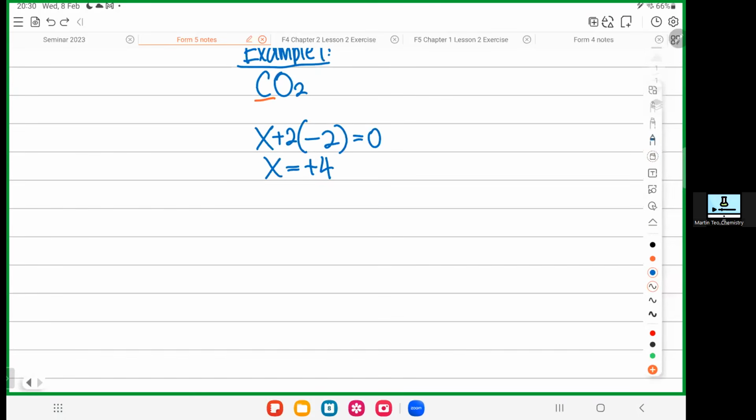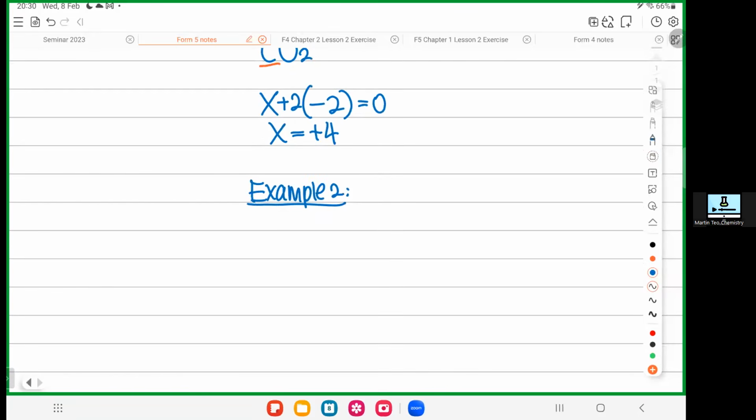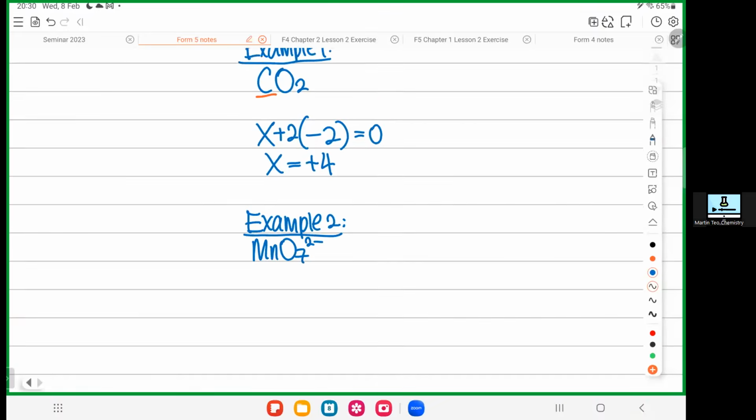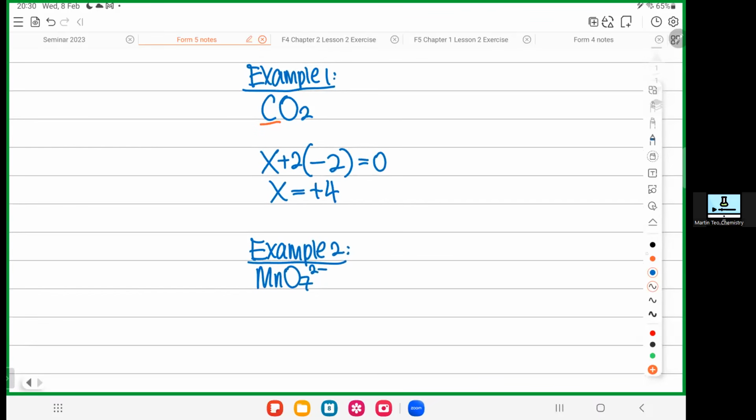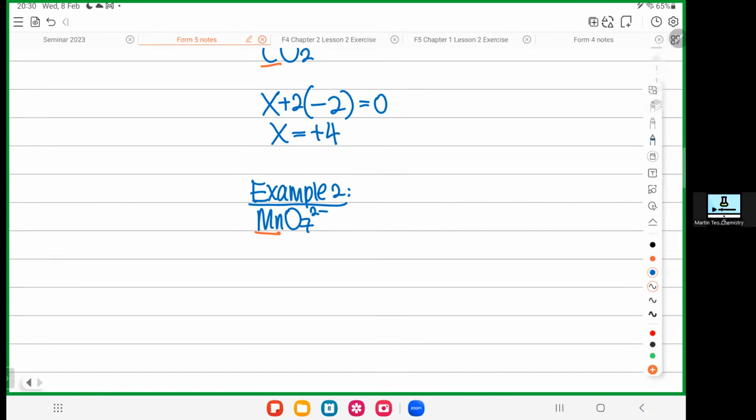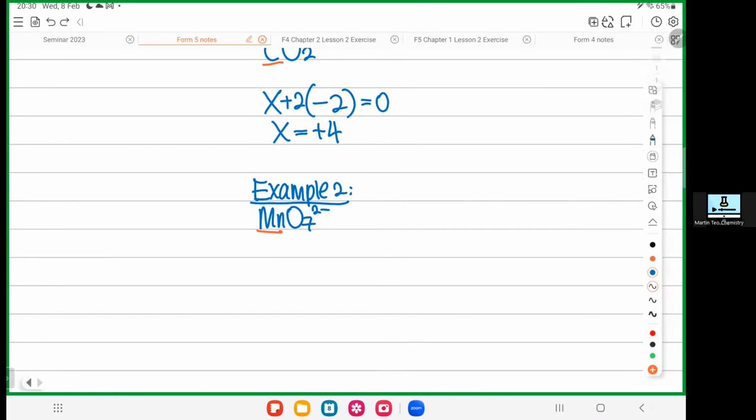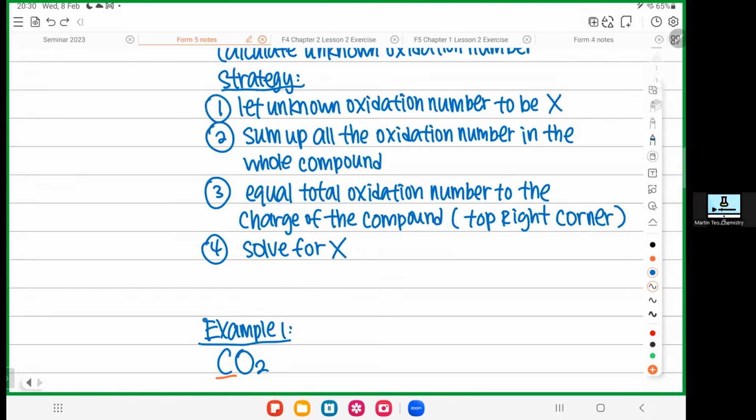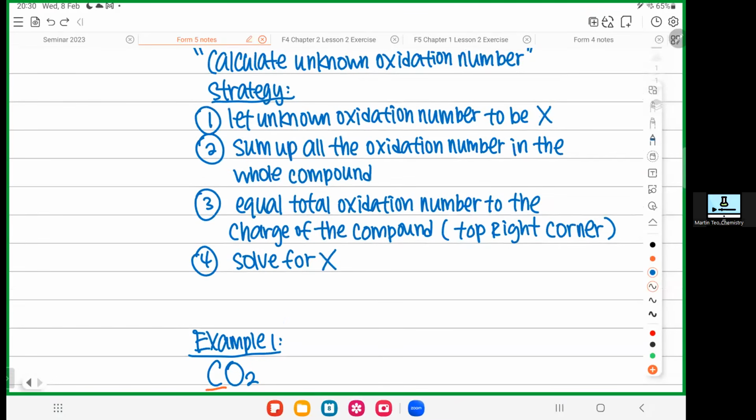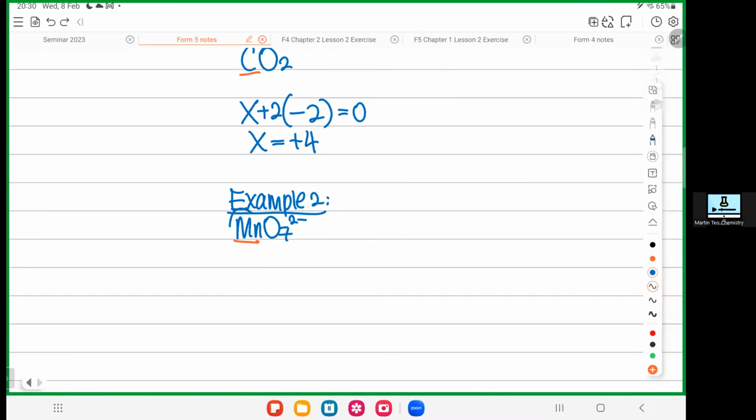Okay, let's go for one more example. Let me make it a little bit harder. Let's say MnO7 2 minus. That looks complicated. I want to find the oxidation number for Mn. So how to do it? Same thing. Mn, I don't know what it is. The oxidation number I don't know, let it be X. So how many Mn do I have? 1 Mn, so 1X only.